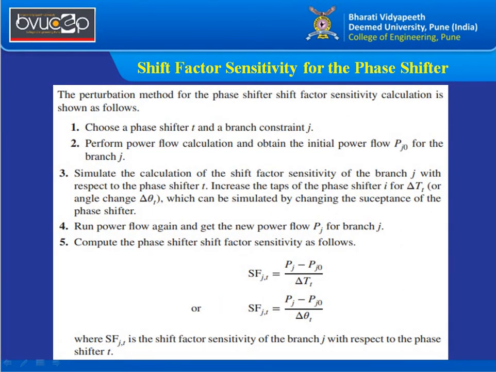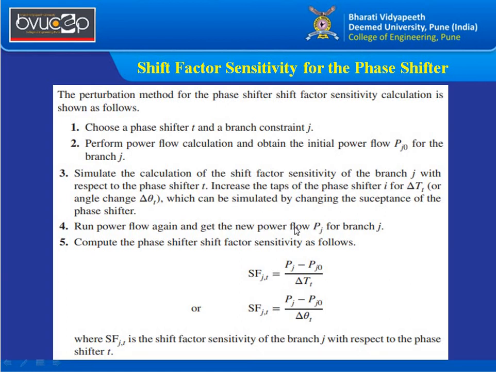Similarly, next we are going to study the phase shifter. Now this phase shifter works by changing the tap position or by changing the susceptance of the phase shifter. So one thing we are going to do is choose a phase shifter T. The notations are considered different for the branch with branch constraint J. Perform power flow calculation and obtain the initial power flow Pj naught. As I have mentioned, the first two steps are almost similar. Simulate the calculation of shift factor with respect to phase shifter T. Increase the taps of the shifter, that is delta T, or change the angle delta theta T.